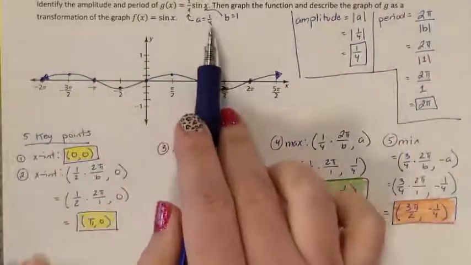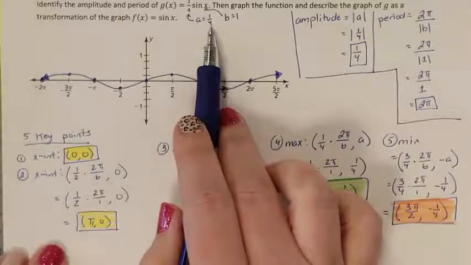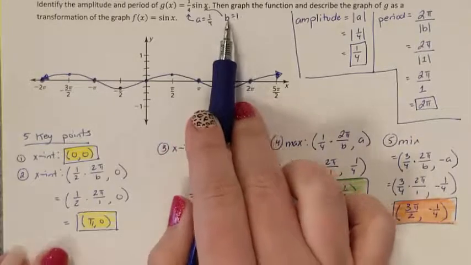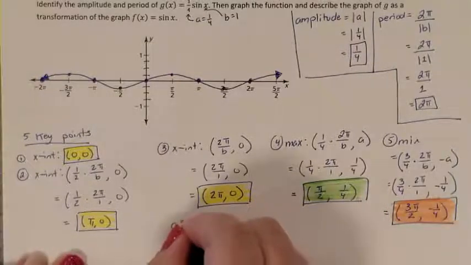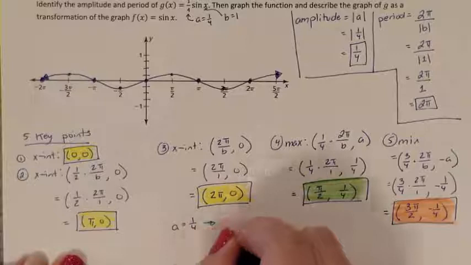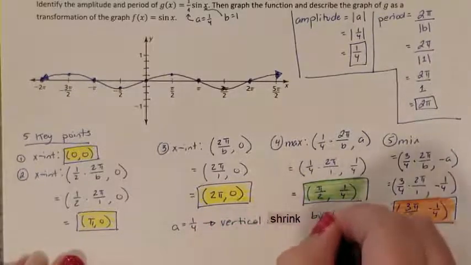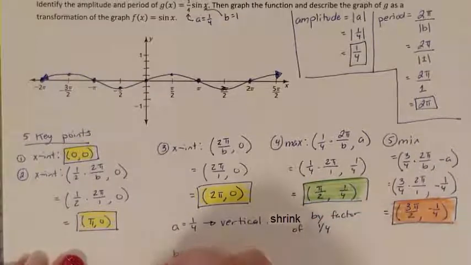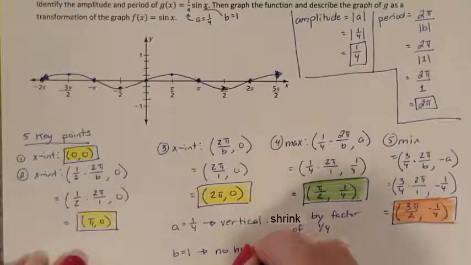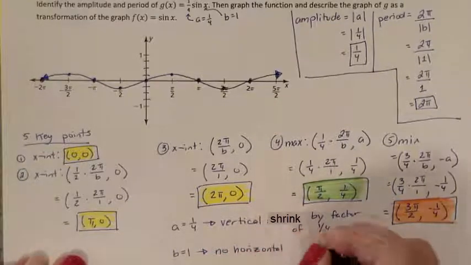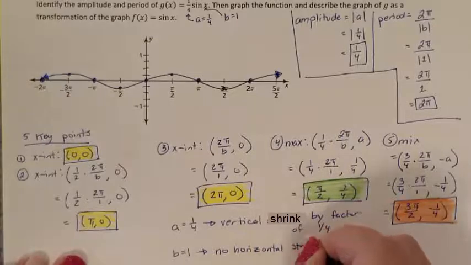The last part of this question says to describe the transformation. So our A is our vertical stretches and shrinks. Our B's are our horizontal stretches and shrinks. So since our A is 1/4, this tells us that we have a vertical shrink by a factor of 1/4. And since my B is 1, this means that we have no horizontal stretch or shrink.